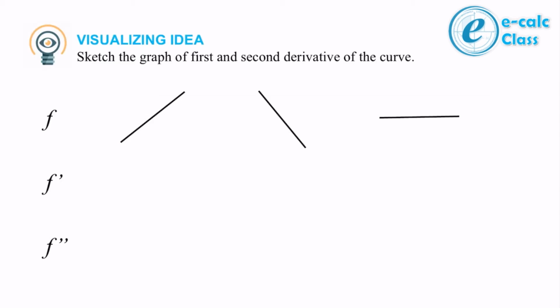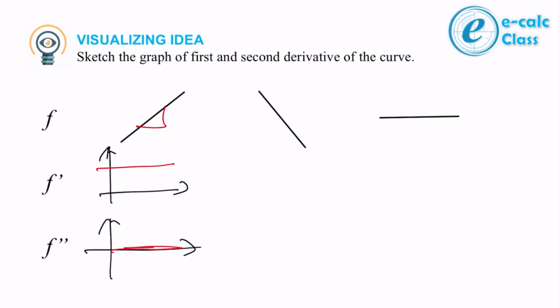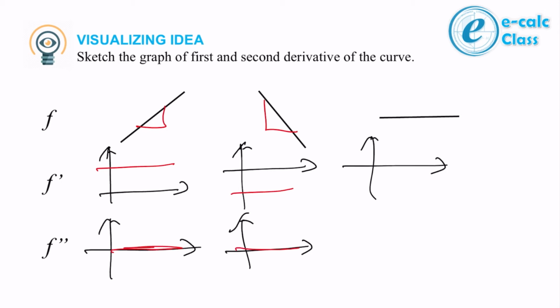Now we'll do a simple activity, which is even simpler than the one just now. Again, we need to sketch a graph of the first and second derivative of the curve. For the first one, if the original graph is just a straight line like this, the first derivative should be a positive constant graph, because the slope is positive. If this is a constant graph, if you differentiate again, you will get 0. Then for this one, it is negative. So like this. Again, you differentiate a constant, you will get 0. Lastly, it is already a constant, so you differentiate, you get 0. You differentiate 0, you get 0 again.